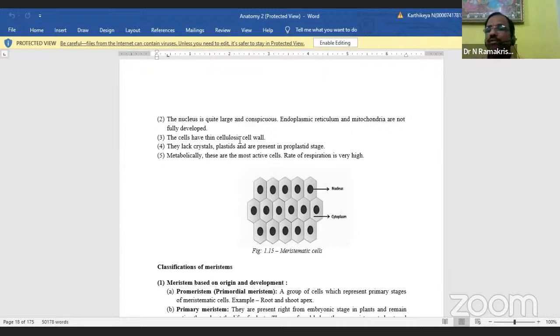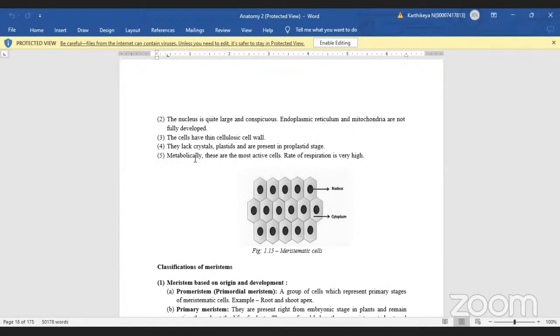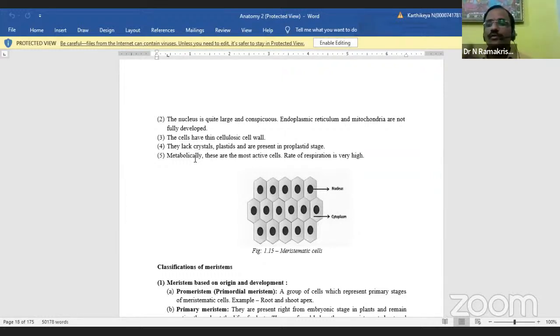Now we have completed meristematic tissues, and the second one is permanent tissues. You already know meristematic tissues very well, and permanent tissues are of three types. Number one is simple tissues, number two is complex tissues, and the third one is special tissues. Is it clear now? Yes. So next, we are going to one more important topic.